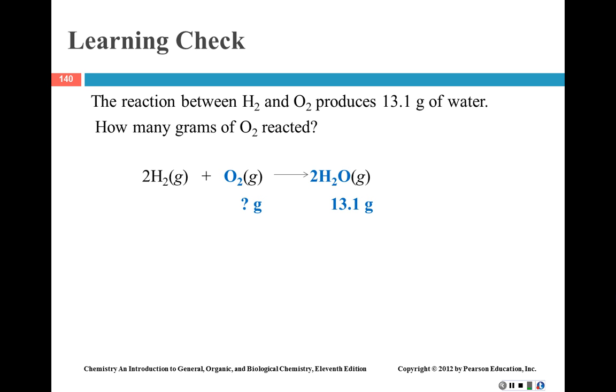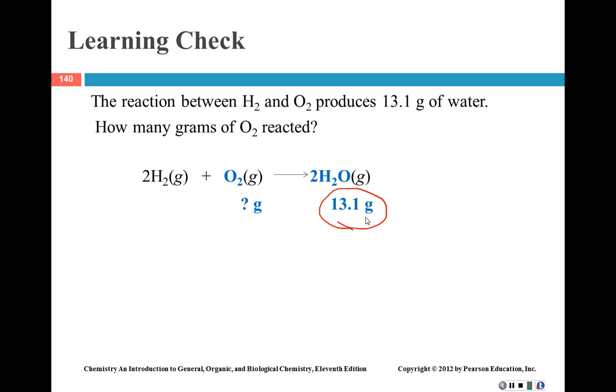Okay, the reaction between hydrogen gas and oxygen gas will produce 13.1 grams of water. And the question is, how many grams of oxygen reacted? And I just want to say here, if everything worked according to the equation, then you would have 2 moles of hydrogen gas and 1 mole of oxygen gas exactly, and you would produce 2 moles of H2O, water. Okay, but most of the time you don't have the exact amount that you have in a balanced equation. You have a different amount, and so in this case we have 13.1 grams of water that's produced.